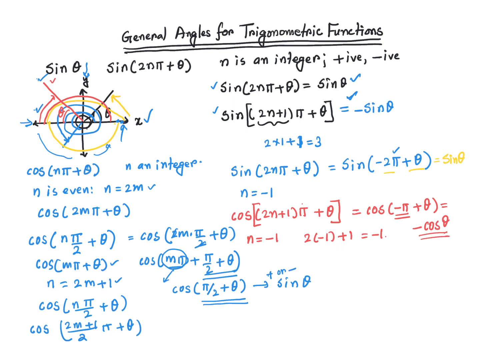So this is how, in general, you will deal with calculations of trig functions in terms of general angles. And if you understand one or two of them for sine or cosine, you can kind of generalize it to other things like tangent, cotangent, secant, and cosecant.